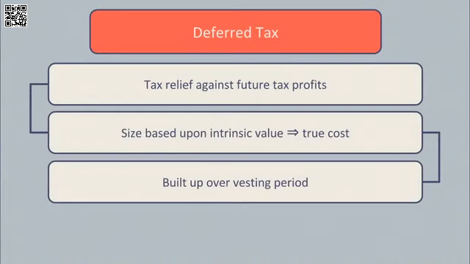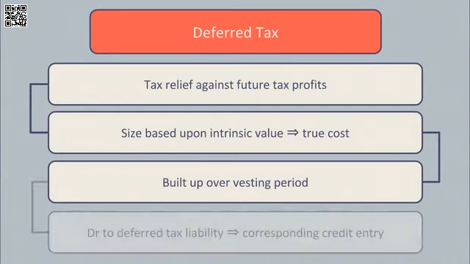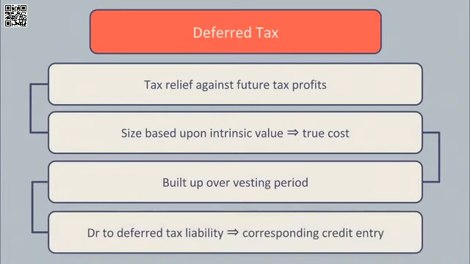With regard to the double entry, there is a debit to the deferred tax asset, and there is a corresponding credit entry. To the extent that this reverses previous expenditure on the share-based scheme, the credit entry is recorded in the profit and loss account. However, any excess is recorded as a credit entry to equity. Let's take a look at an example to see how this would work.